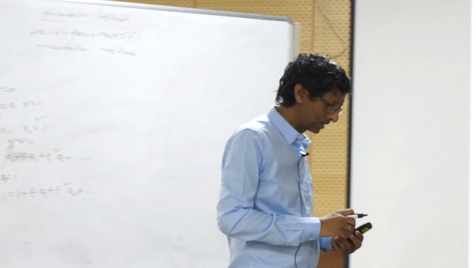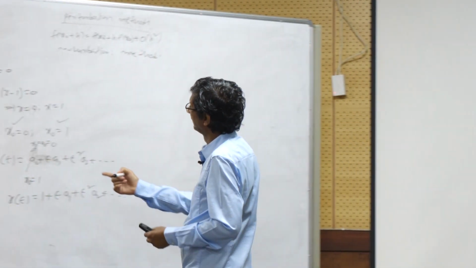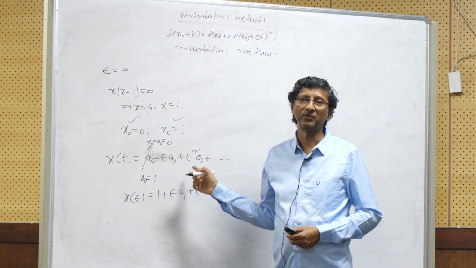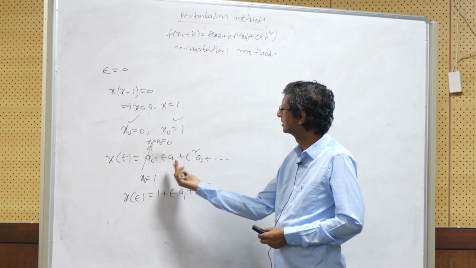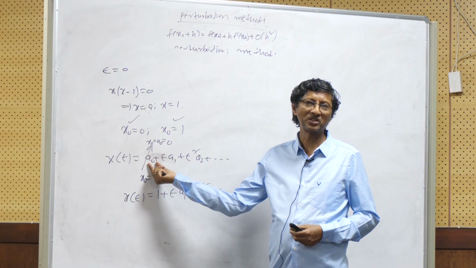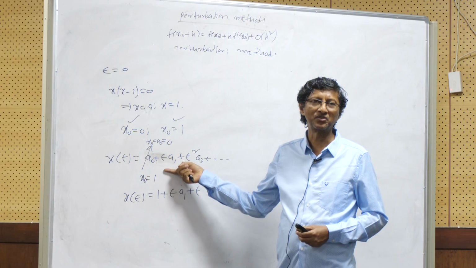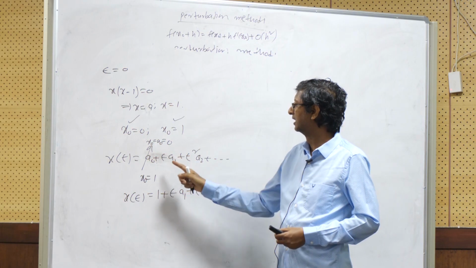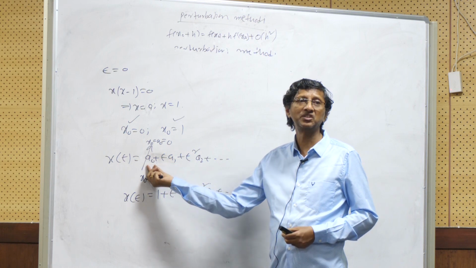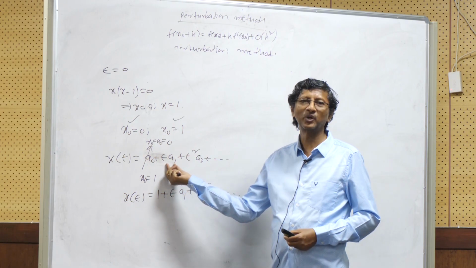Okay, but a very important thing is we have to focus on the terms like a naught, epsilon a1, epsilon square a2 and so on. If you want to get the bounded solution or convergent solution, then in such a case this term should be smaller than this term. Do you agree or not? Because we have epsilon, in such a case this term must be smaller than this term. Do you agree or not? Next, similarly, this term must be smaller than this term. Do you agree or not?